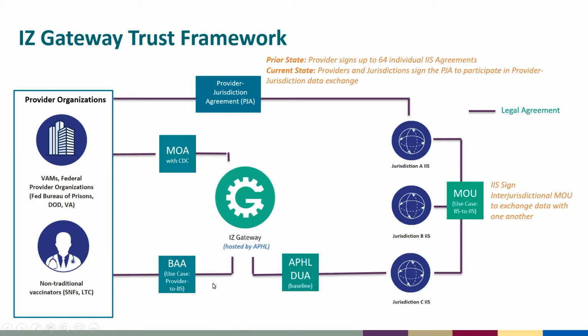For their participation, they're signing business associate agreements with the gateway in order to protect the data as it flows through. So what we're really focusing on today is the top agreement, the provider jurisdiction agreement, which is the legal piece that covers the transmission or the sharing of data from those provider organizations on the left with the IIS entities. Obviously, the data passes through IZ Gateway, but for pictures here, at least you get to see that the legal agreement covers that exchange there.